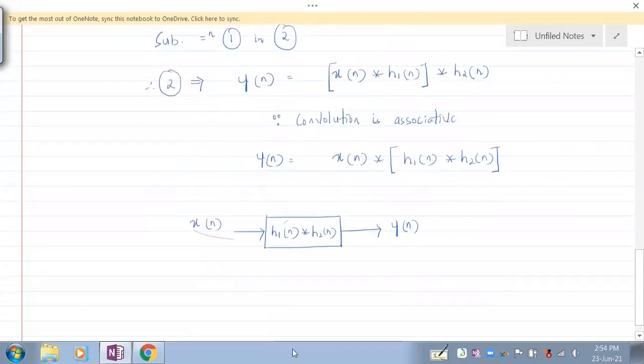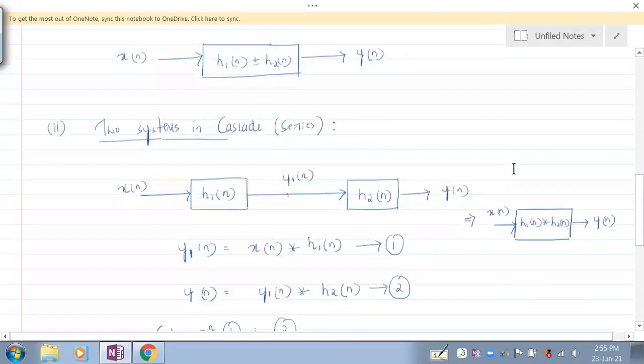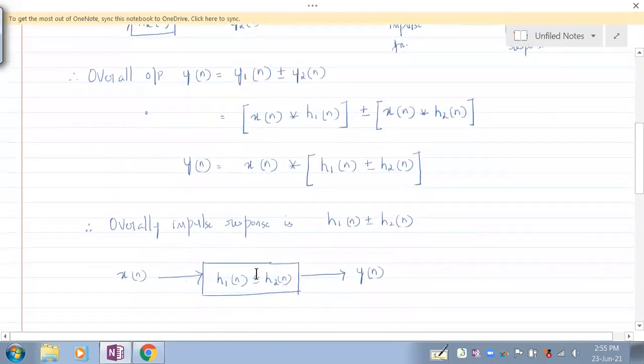Here, that means this system is as good as this: h1 of n convolution sum h2 of n. Okay, here you have x of n and here you have y of n. So this is as good as this. Similarly, this system is as good as this system.